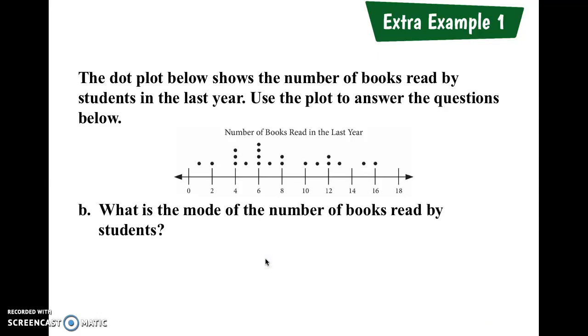Question B, this is on that same handout. What is the mode of the number of books read by students? Again, pause this, answer it on your paper, see if you can solve it without my help.